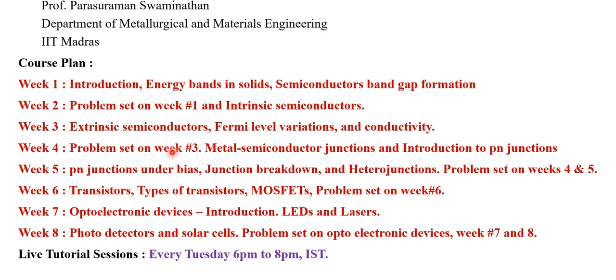Week 3 is extrinsic semiconductors, Fermi level variations, and conductivity. In week 4, we'll move on with the problem set of week 3, followed by metal semiconductor junction and introduction to PN junction. Week 5, we'll focus on PN junction under bias, junction breakdown, as well as heterojunctions, followed by problem sets on week 4 and week 5. Later, we'll focus on devices, that is transistors, types of transistors, MOSFETs, and a problem set on week 6. In week 7, we'll focus on optoelectronic devices, their introduction, as well as LEDs and lasers. Finally, in week 8, we'll conclude with photodetectors and solar cells, and the problem set on optoelectronic devices from week 7 and week 8.